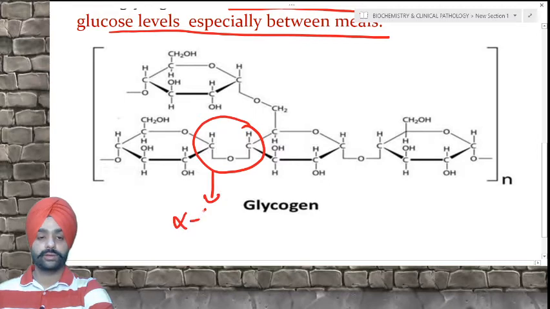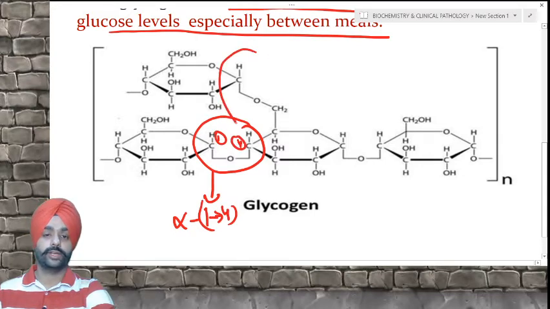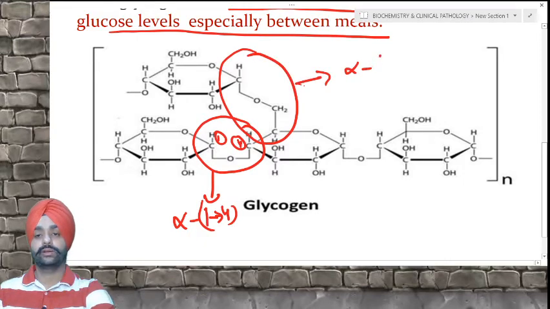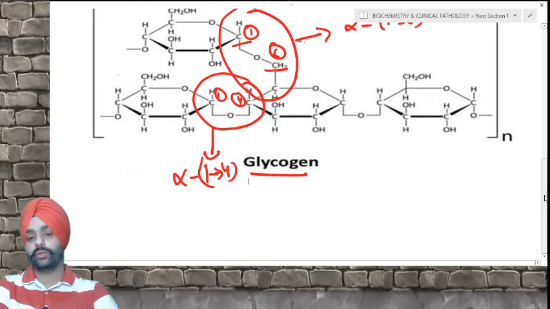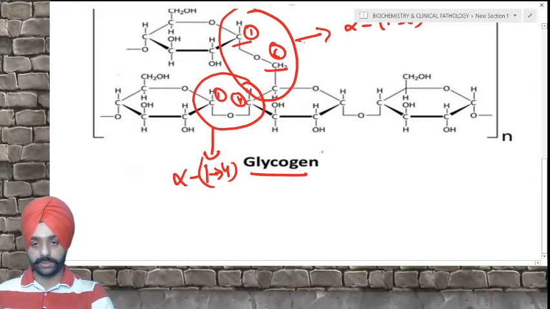alpha 1,4 linkages. See the first carbon and the fourth carbon, and you can see here the branching is occurring at alpha 1,6, between the first and sixth carbon here and here. So, this is glycogen. It is only found in animals.